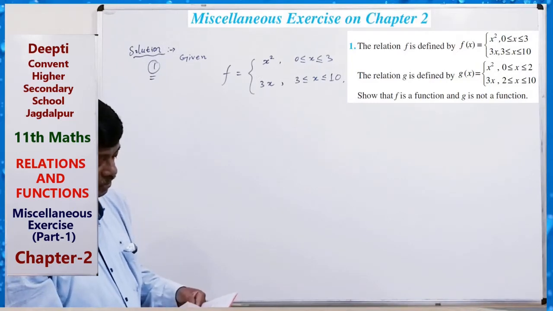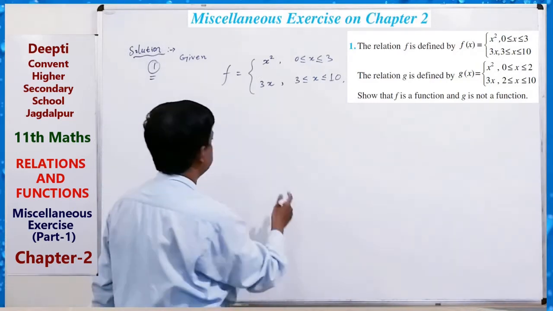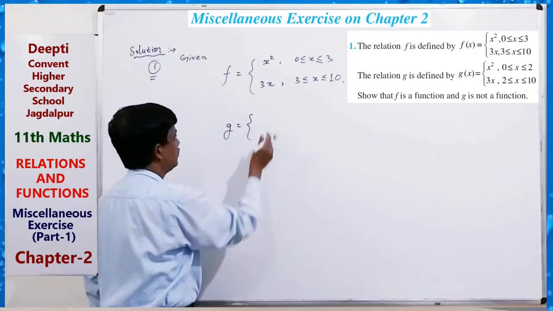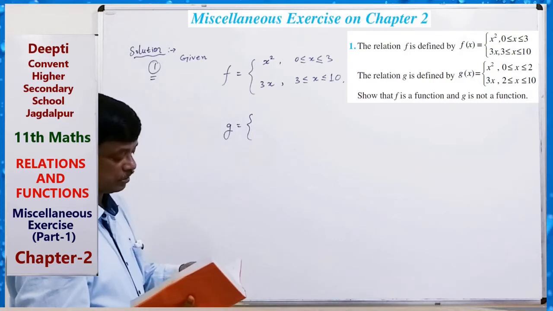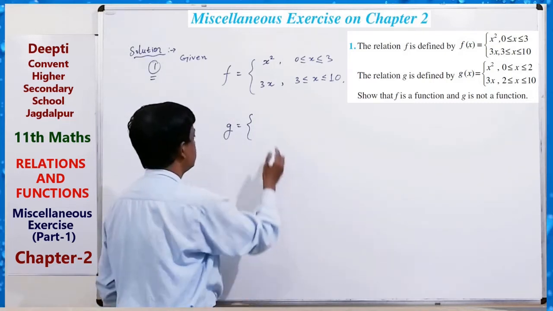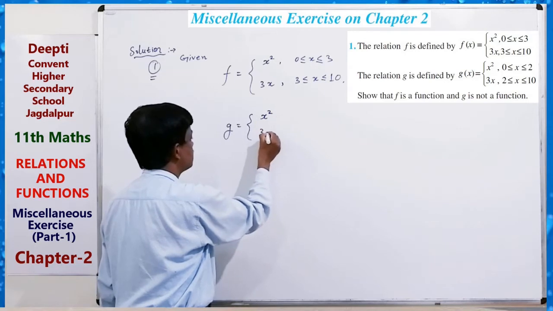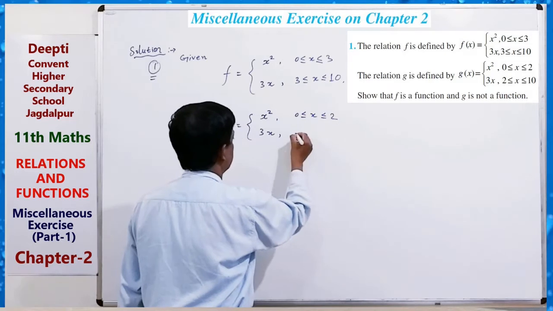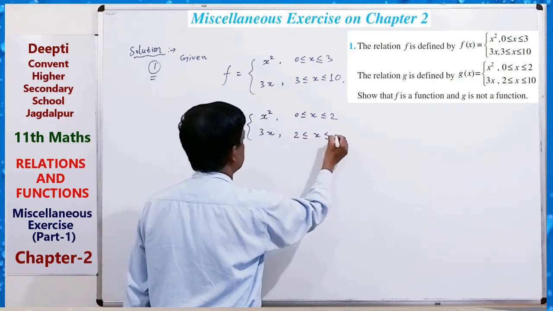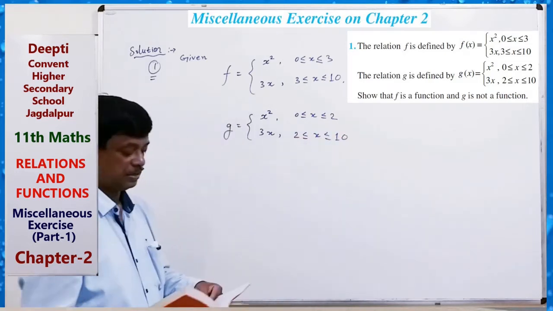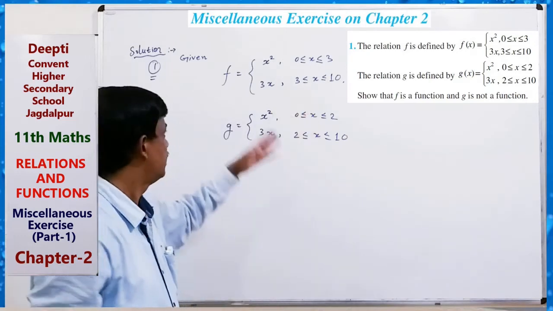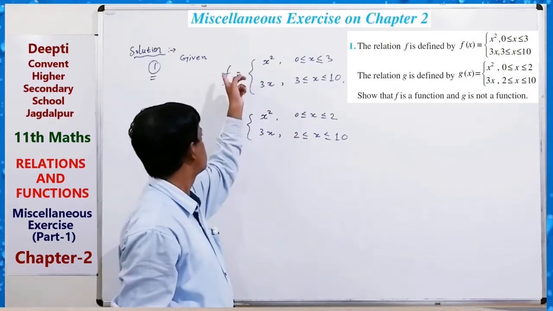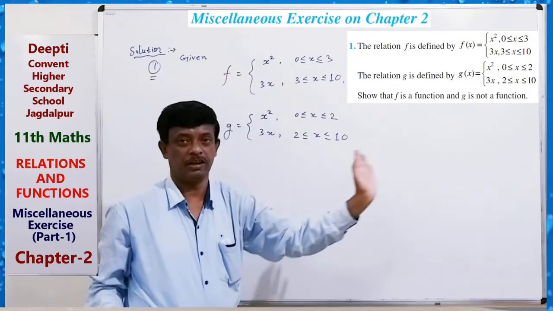Okay, and g is given as x square, 3x, with 0 less than equal to x less than equal to 2 and 2 less than equal to x less than equal to 10. This is the definition according to the question. F is defined like this, g is defined like this, meaning its domain is the real numbers 0 to 10.